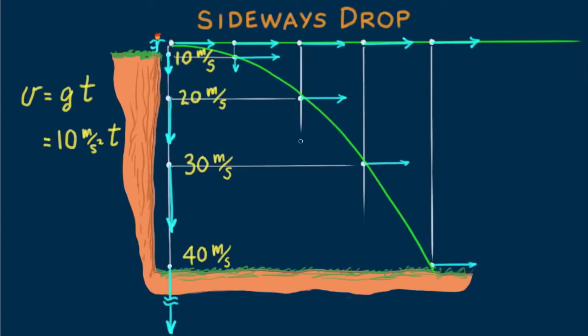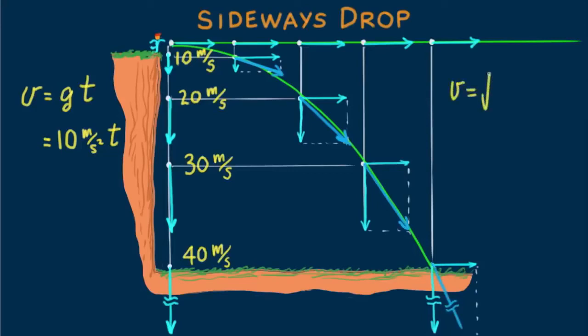Next, we draw the vertical components. Again, not enough space for the 40 meter per second component. Then we construct parallelograms for each position. And with the parallelogram rule, we construct the resultant velocities at each position. Again, our lower vector runs off the page, but you get the idea, right?